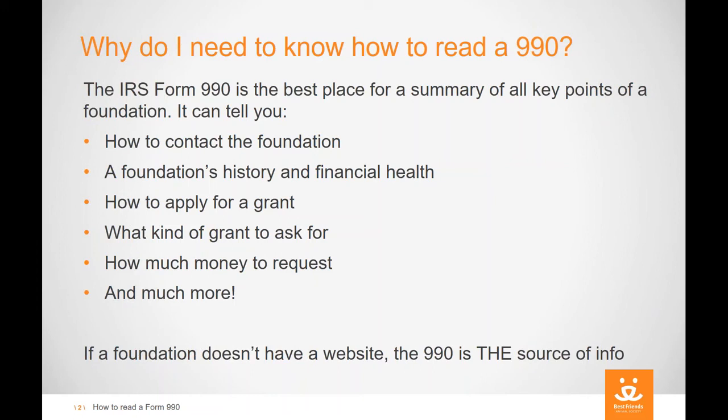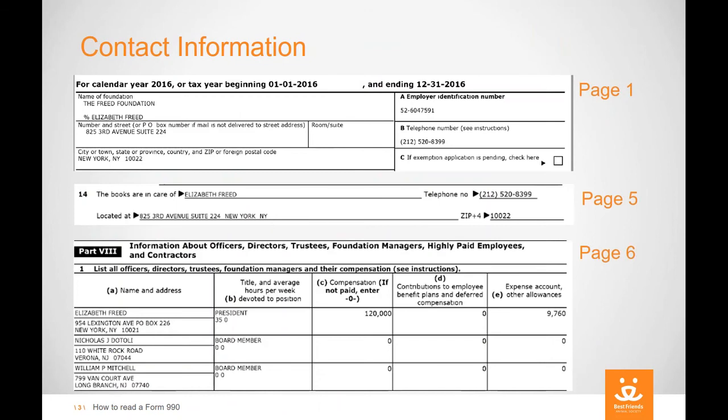And so the 990 is really going to be the very first and most important place you go to find their contact information, to get a snapshot of their financial history and health, and how they like to receive a grant, the instructions around that, and then, how much should you ask for and what kind of grant should you ask for? Do they support capital or operating or equipment? Now, not every 990 is going to tell you all of the things, but they are going to include a lot of basic information.